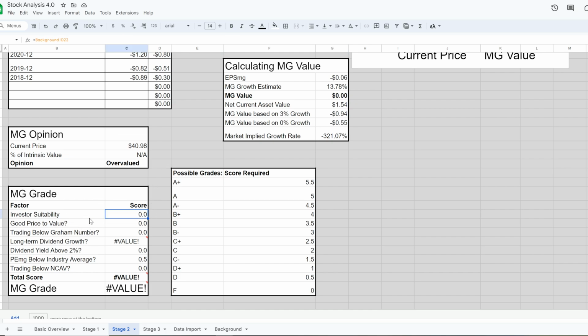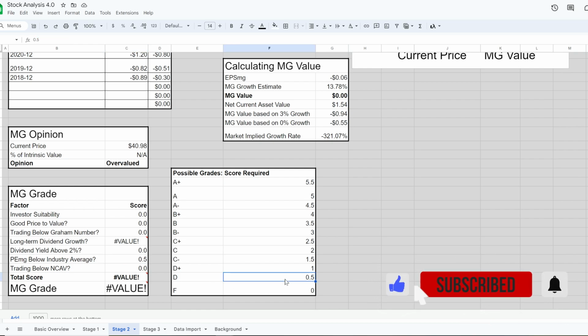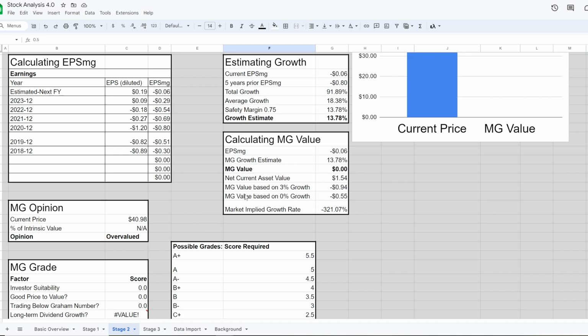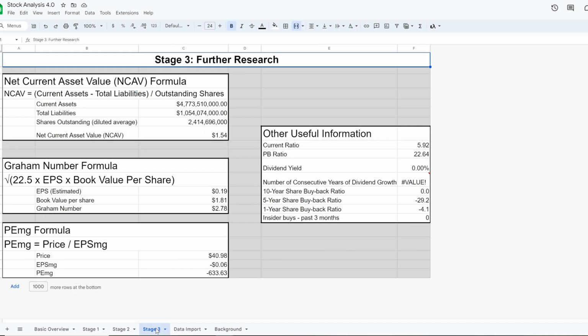And then the Modern Graham grade, it does get an F grade right now because we are not suitable for enterprising investors. It is overvalued. It's not trading below its Graham number. It doesn't pay dividends, and it has 0.5 points because it is trading below its industry average. So technically, it gets a D rating, and the spreadsheet doesn't like calculating some of this stuff when the values are completely blank. But anyway, moving on to stage 3.